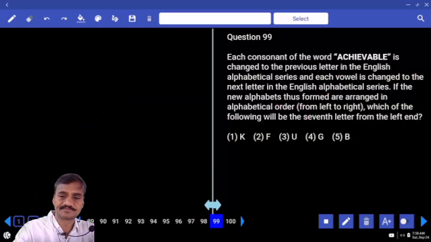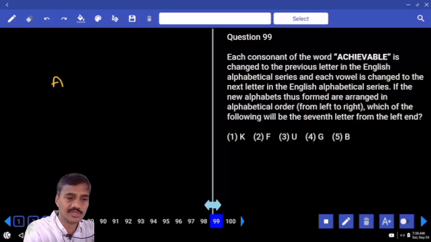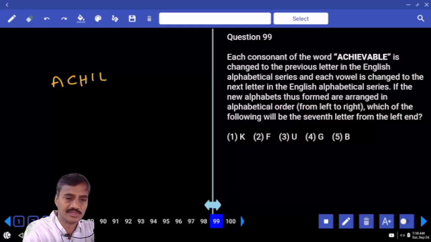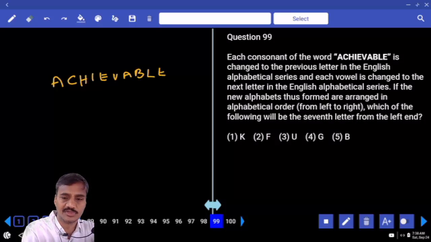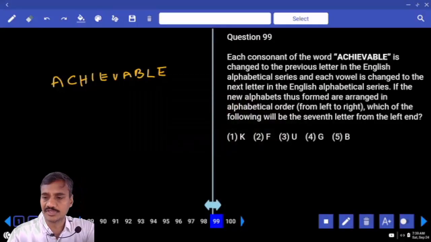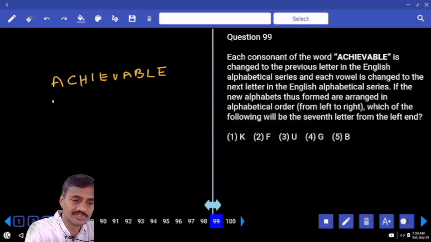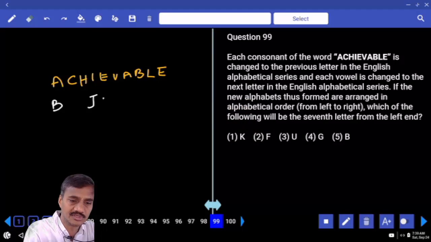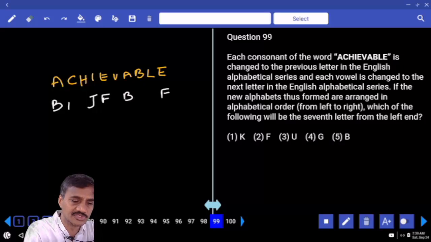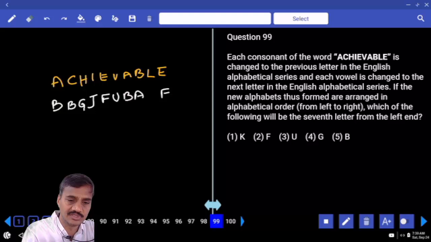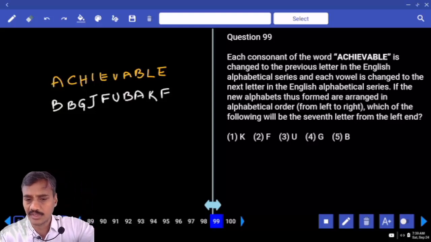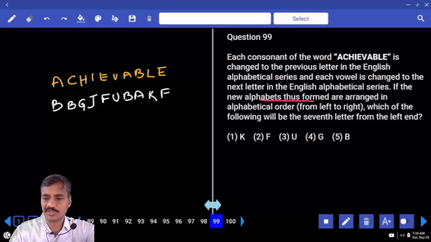Then 99. Now what is the word we have? Achievable, ACHIEVABLE. Now in this word achievable, each consonant of the word is changed to the previous letter and each vowel is changed to the next letter. Vowel changed to the next letter: B, J, F, B, F. And consonant to the previous letter, this is B, and H will be G, and V is U, V is A, this is K. Then the new alphabets formed are arranged in alphabetical order from left to right.